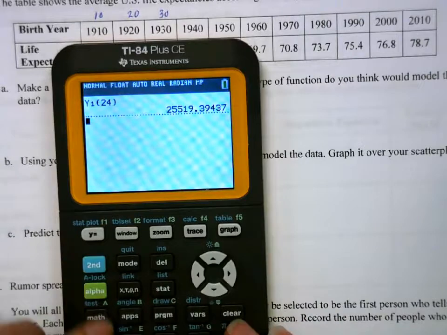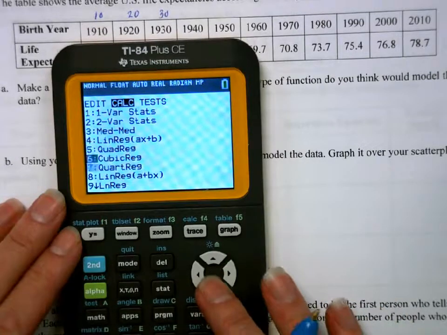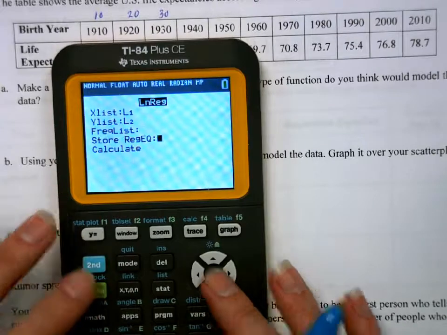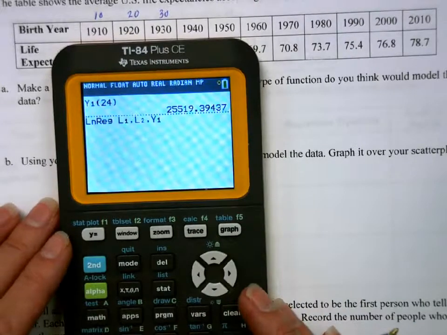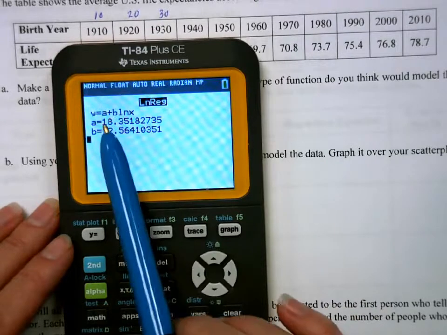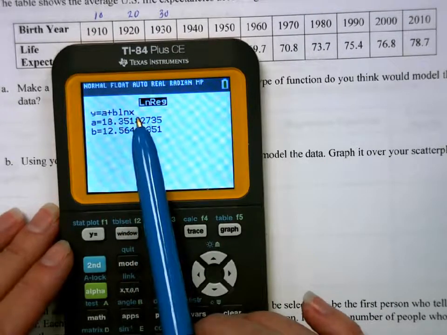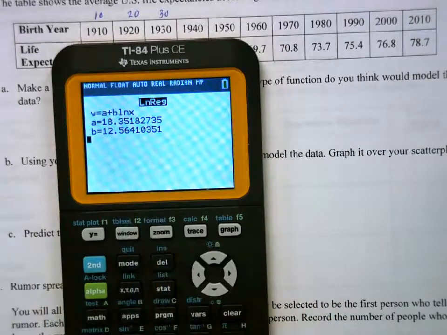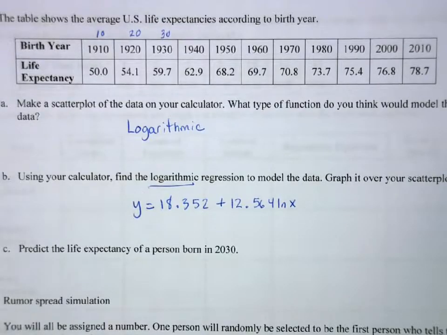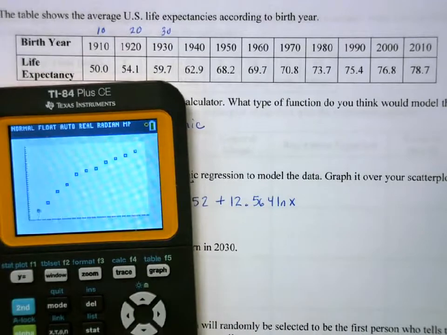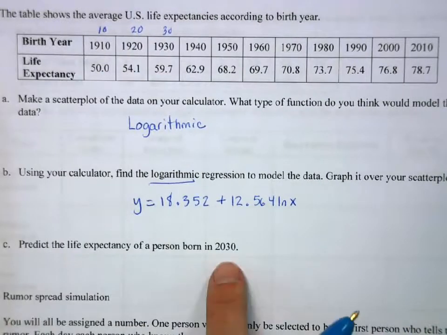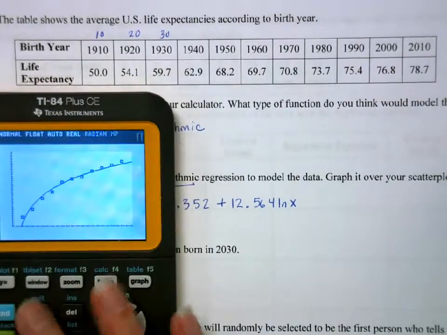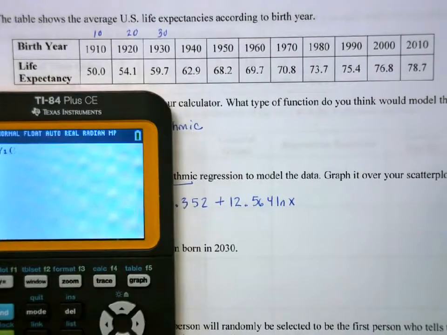So we'll go to stat, calc, the natural log regression, stored in our y1. Okay, so the general formula here is a plus b natural log x. So we'll fill this in for the a and this in for the b. So there's our equation. Let's go ahead and check out the graph. Okay, and again, looks pretty good. And then we can predict for 2030. So that's going to be y1 evaluated at 130, which will be 79.5.